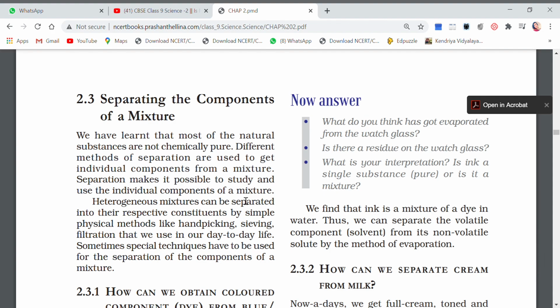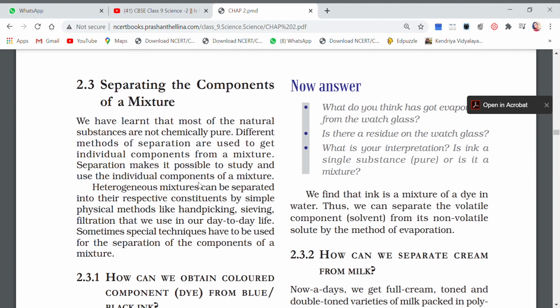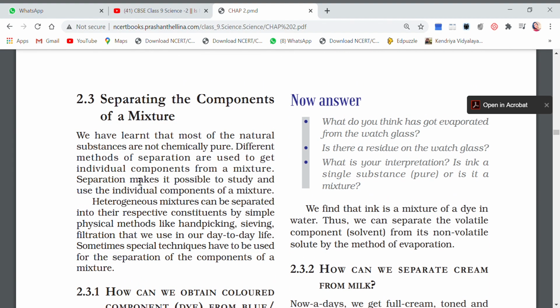And today in this class, we are going to study about separating the components of mixtures. So we have already done various types of mixtures like solution, suspension and colloid. Now we are going to study about the various separating techniques that we can use to separate the mixtures. So children, this is page number 19 of your NCERT. You can take out your book and we will start the chapter.